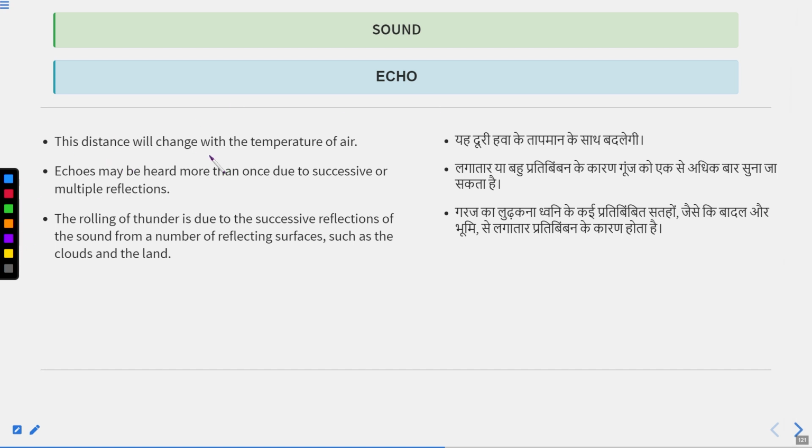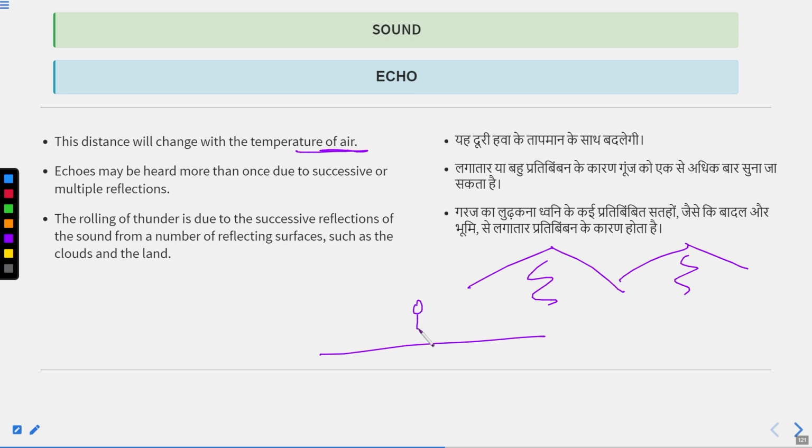The distance will change with the temperature of air. The distance we learned, that we have to stand around 17.2 meters away to hear an echo, can change when the temperature of air changes, because we know that as the temperature increases, the speed of sound increases, and if the speed of sound increases, we need to adjust the distance to hear the echo.